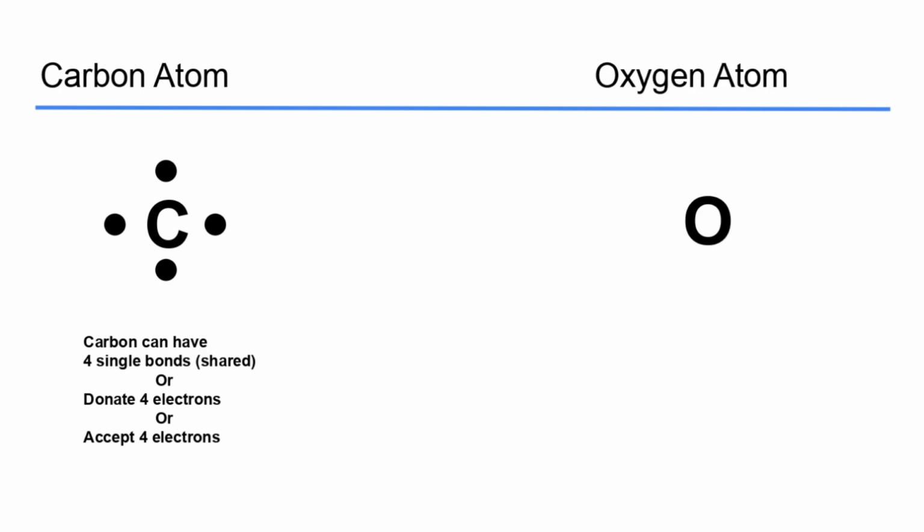Let's do one more. What about the oxygen atom? The oxygen atom has more valence electrons. Like before, we're gonna decide a direction. I'm gonna go clockwise one more time due to my OCD. Remember, oxygen has 6 electrons.